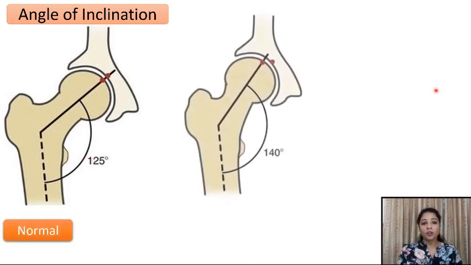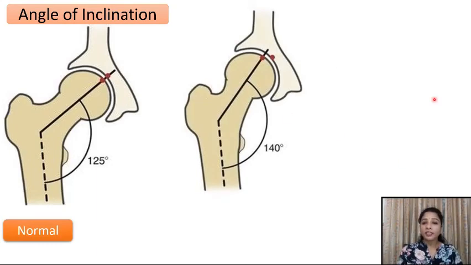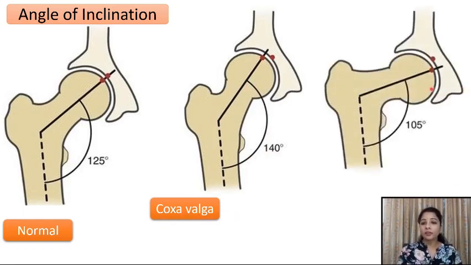So this is a normal angle of inclination, and in the second image, the angle of inclination is increased to 140 degrees. In adults, if it is more than 140 degrees, the condition is called coxa valga. And here we can see the angle of inclination is reduced, much lesser, to 105 degrees, and this condition is called coxa vara.